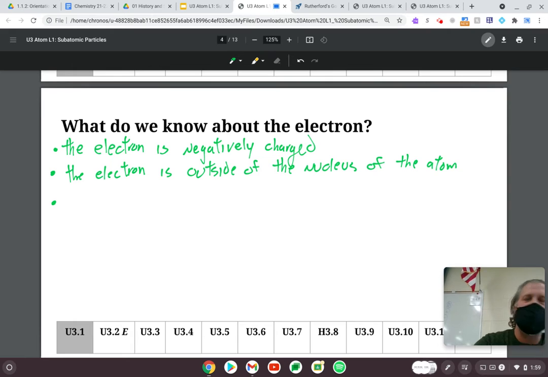And the one thing that you might not know about the electron that we need you to know about is the mass of the electron. And we would say that the mass of the electron is negligible.